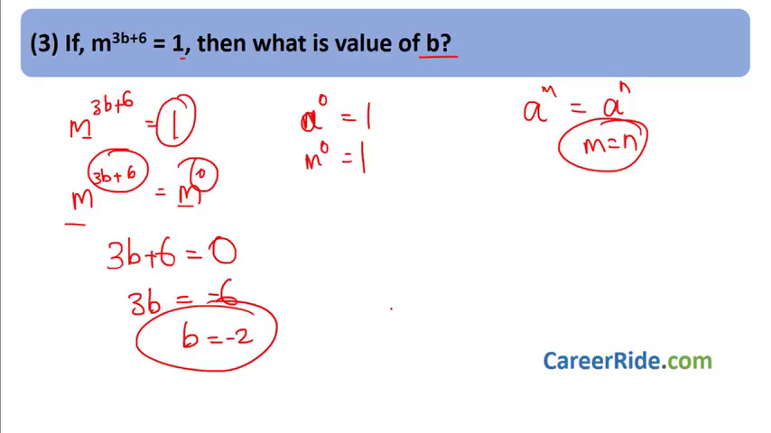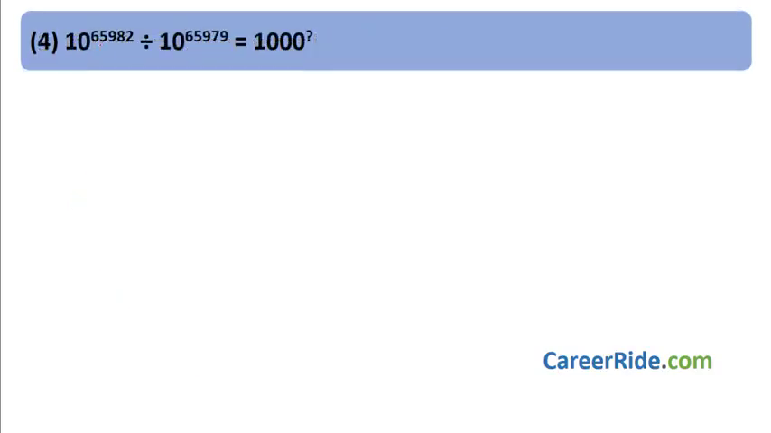Okay, moving to question number 4. 10 raised to 65,982 divided by 10 raised to 65,979 equal to 1000 raised to question mark. Now here we have to find the value in place of the question mark.